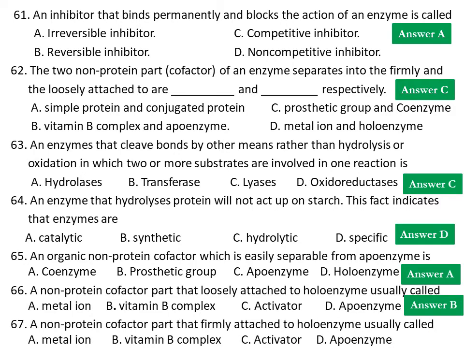Question number 67. A non-protein cofactor part that is firmly attached to the holoenzyme is usually called A. Methyl ion, B. Vitamin B complex, C. Activator, D. Apoenzyme. So the answer should be A. Methyl ion is a cofactor that is firmly attached to the holoenzyme. This means that methyl ion is an example of a prosthetic group, whereas vitamin B complex is an example of a coenzyme.